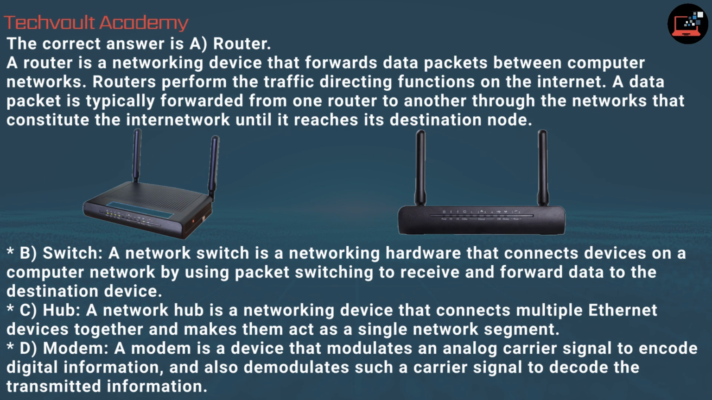B. Switch. A network switch is a networking hardware that connects devices on a computer network by using packet switching to receive and forward data to the destination device. C. Hub. A network hub is a networking device that connects multiple Ethernet devices together and makes them act as a single network segment. D. Modem. A modem is a device that modulates an analog carrier signal to encode digital information, and also demodulates such a carrier signal to decode the transmitted information.